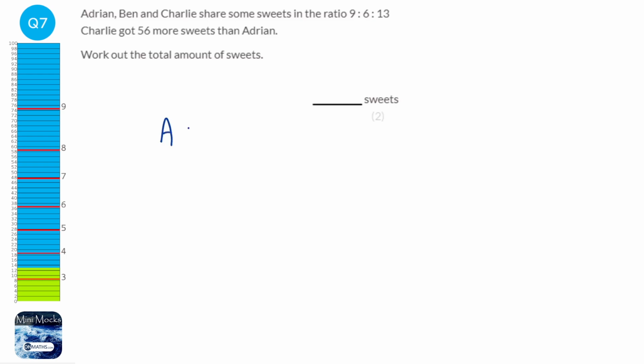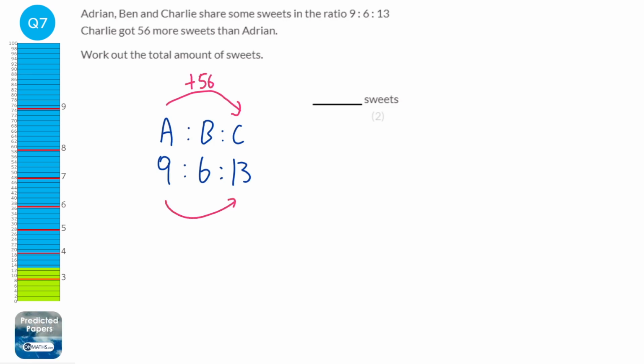So this question says that Adrian, Ben and Charlie have some sweets, and the ratio of Adrian to Ben to Charlie is 9 to 6 to 13. But it also says that Charlie got 56 more sweets than Adrian. Well, looking at the actual parts of the ratio, there are 4 more parts. So plus 4 parts, which represents plus 56 sweets. So the 4 extra parts are worth 56 sweets.